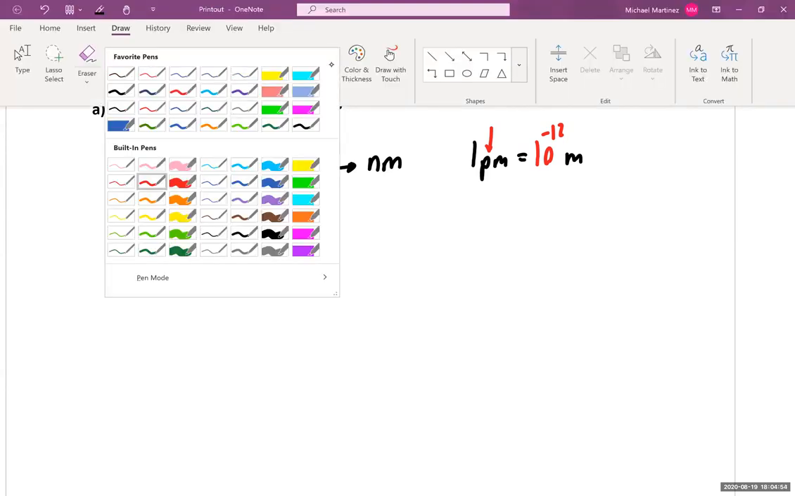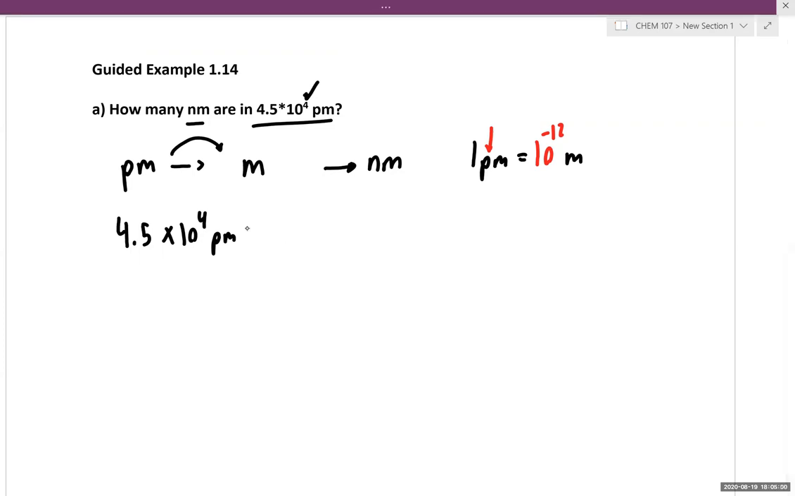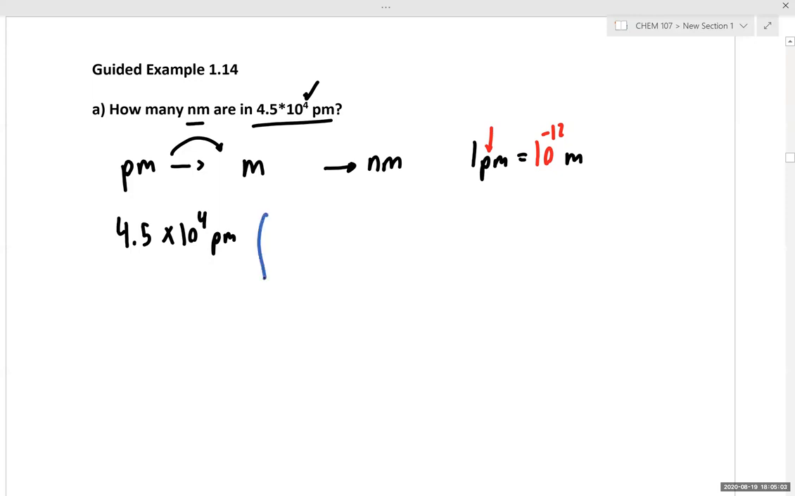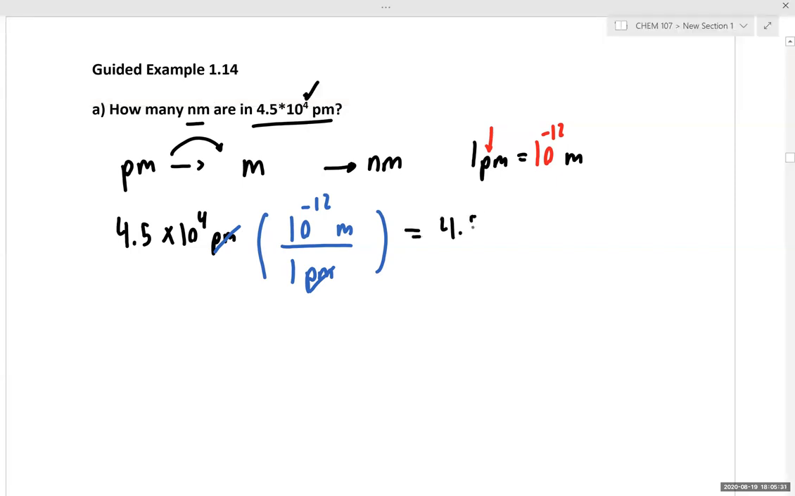Okay, so now that we have our equality, what we're going to do is generate a unit conversion factor. So if we're going to meters, what units need to be on top? Meters. Yep, exactly right. So we have 10 to the negative 12 meters, and we're going from picometers, so we put picometers on the bottom. Picometers cancel. And for our first step, that gives us 4.5 times 10 to the negative 8 meters.